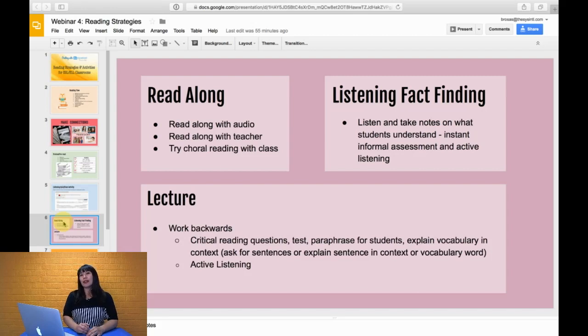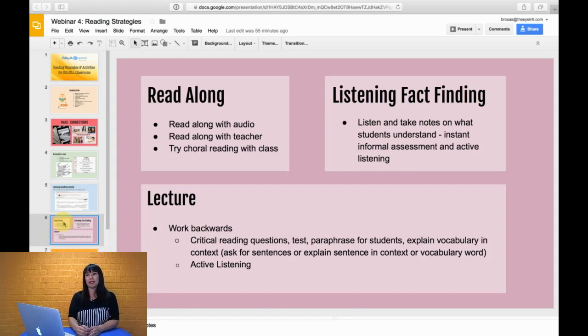The next one is about an activity that you can actually do while you lecture. It's called listening fact finding, and really what they are doing is they're listening to find facts. So maybe you play an audio and you have part of the reading up on the screen or on a piece of paper, and the students are listening to then take notes on what they understand. Now when they take notes, again, images or pictures, they could do their own language or easy, simple English or even verbatim.